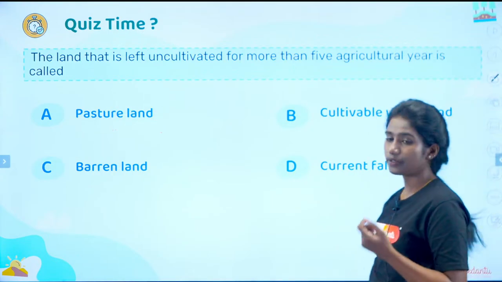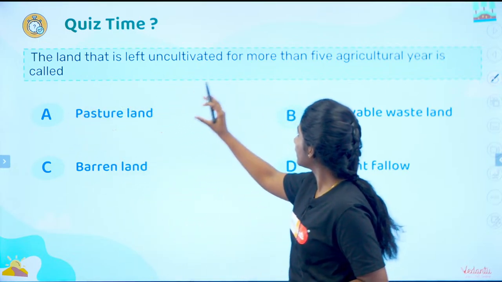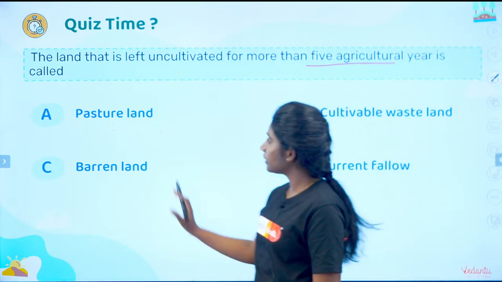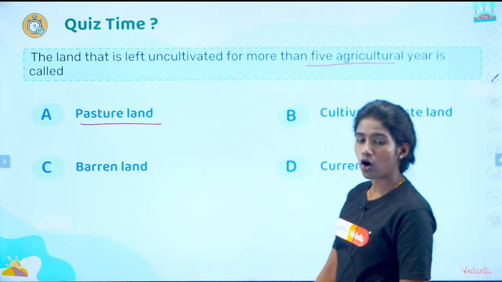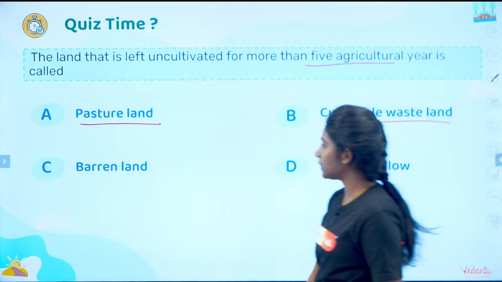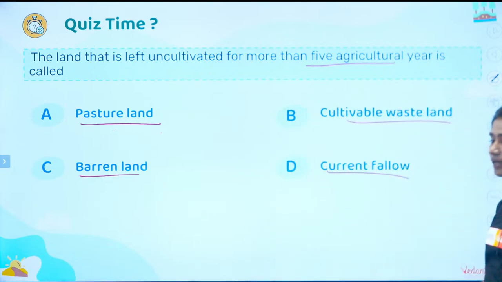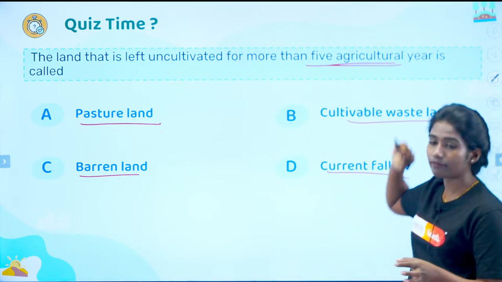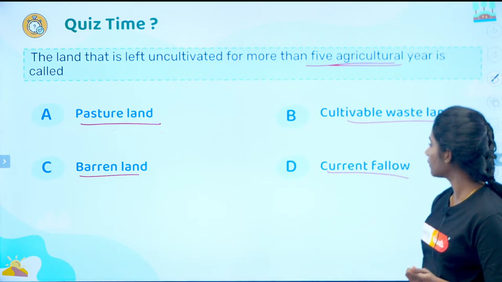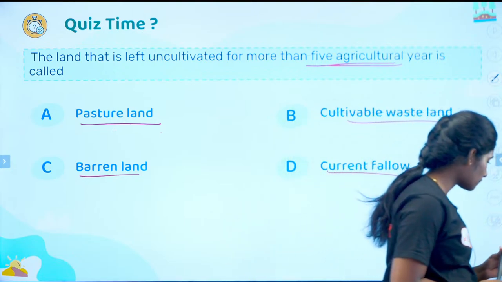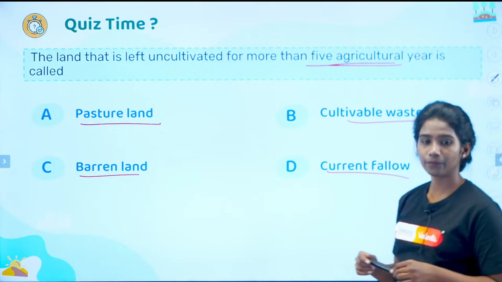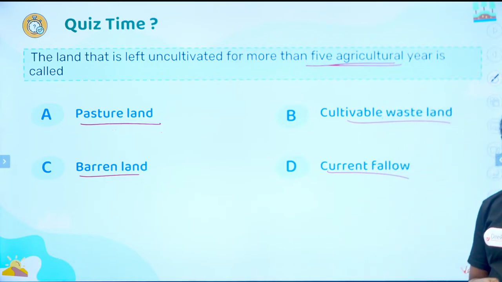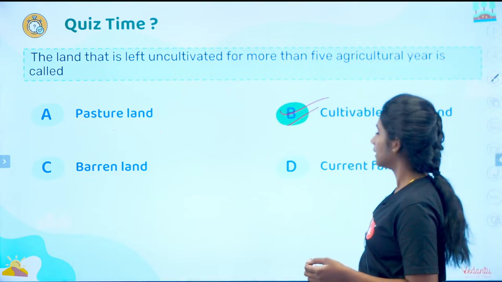Okay, fine. So the next question, see, the land that is left uncultivated for more than 5 agricultural years is called as, option A says pasture land, option B says cultivable wasteland, option C says barren land, and option D says current fallow. Which one is the right answer? See, the land is left uncultivated for 5 years. So which one do you think? Is it cultivable wasteland, or barren land, or pasture land, or current fallow? It is cultivable wasteland.